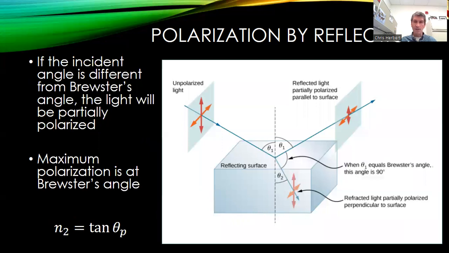And again, we can see unpolarized light hits a reflective surface. Away from Brewster's angle, it's going to be partially polarized. Okay, you'll have a little bit of the normal polarization as opposed to the parallel polarization. But at Brewster's angle, you get 100% polarization. The interesting thing is, even the refracted light is going to be somewhat polarized, because if you're taking out some of the polarization in the reflected light, it's going to have the opposite polarization in the refracted light.